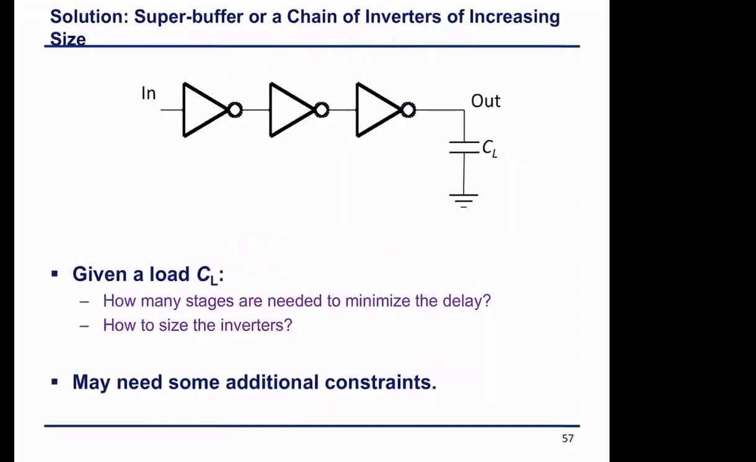So, given a super buffer or a chain of inverters of increasing size, given a load that we have here, how many stages are needed to minimize the delay? I'm trying to solve a problem and how to size the inverters. This is my main concern: how many inverters should I put, and how to size each one of these inverters.